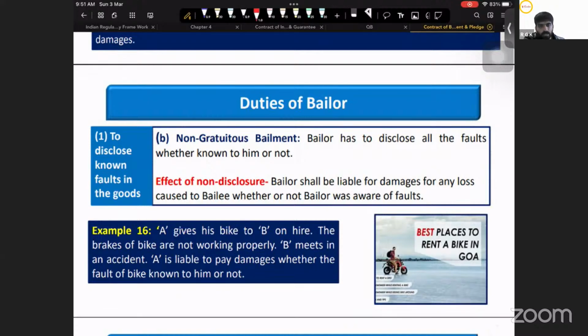A gives his bike to B on hire, rent. The brakes of the bike are not working properly. B meets an accident. A is liable to pay damages, whether the fault on the bike is known to him or not known to him, irrespective of that. This is with respect to disclosing faults in the goods, known faults in the goods.